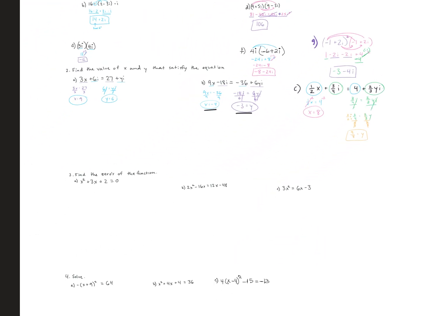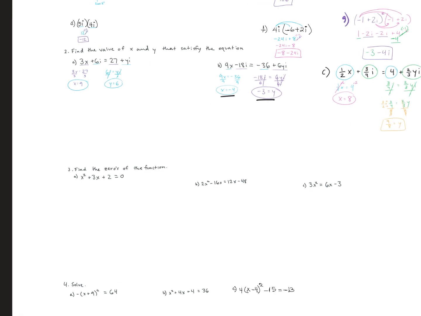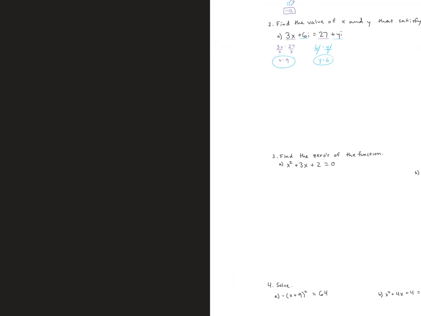All right, next, we are finding the zeros of the function. Just as a reminder, there are going to be 3 different types of questions that you see when you're solving or finding the zeros. Solve is the same thing as finding the zeros. You're solving for x. So it could say either one in the directions. The 3 different types of questions we could see are one with parentheses squared, one with x squared, or one with x squared plus an x plus a number.